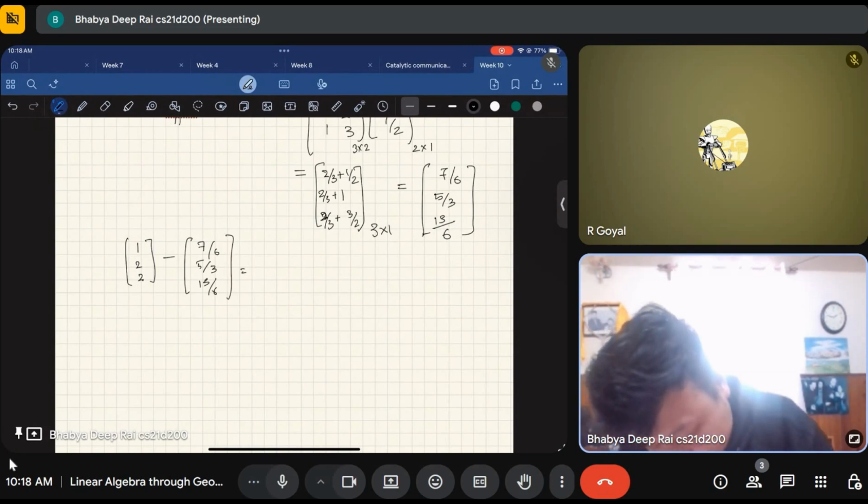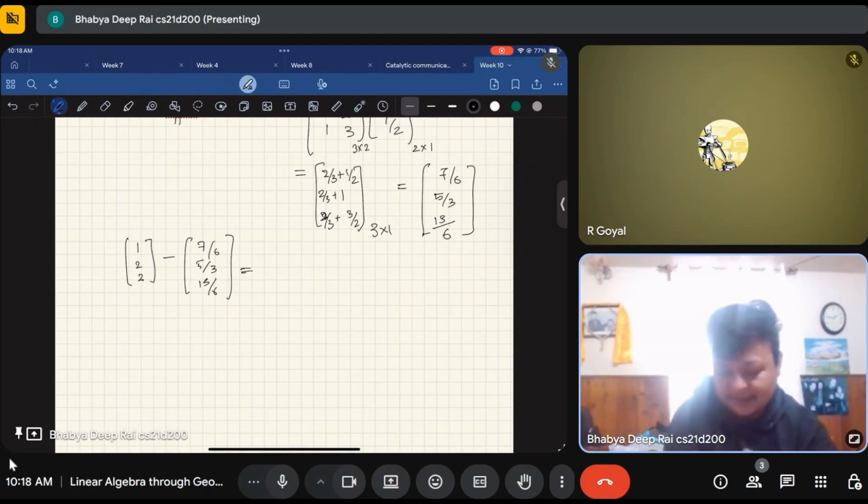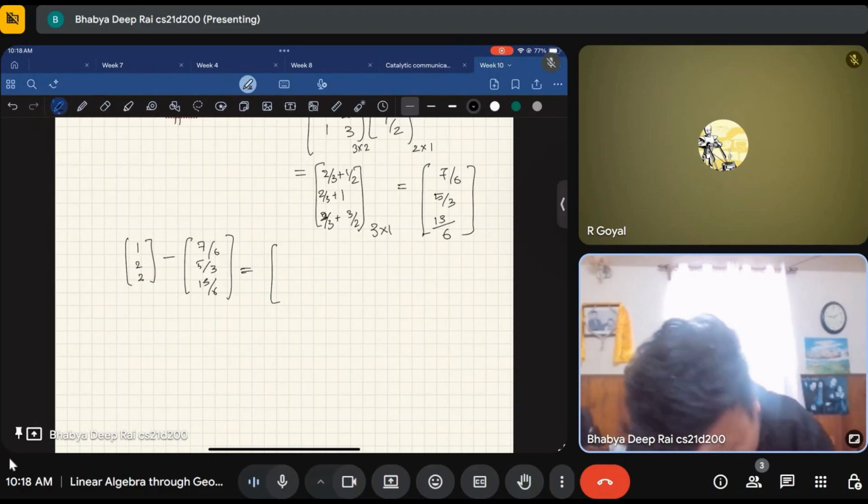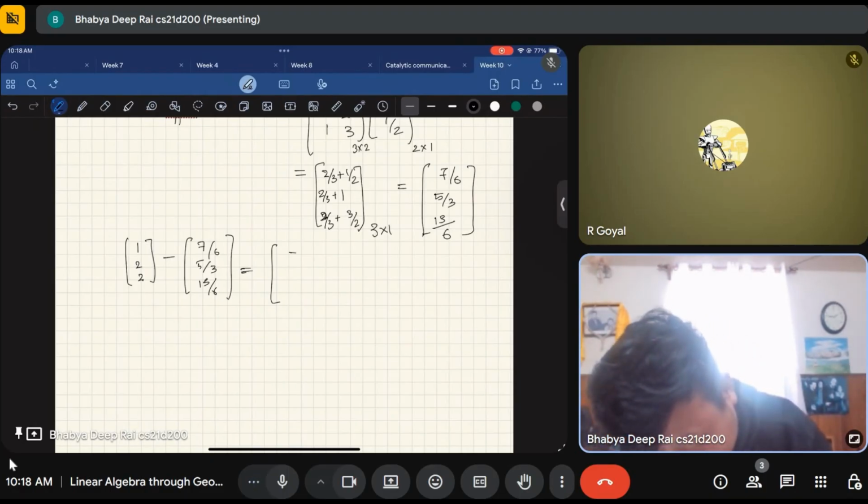Which is equal to 1 minus 7 by 6, which is minus 1 by 6, and this would be 2 minus 5 by 3, which is 6 minus 5 over 3, which is 1 by 3, and this is 2 minus 13 by 6, so that is 12 minus 13, which is minus 1 by 6. That's correct, right?